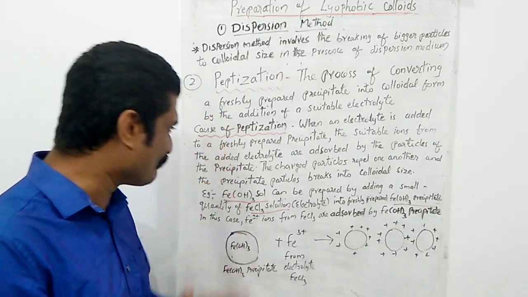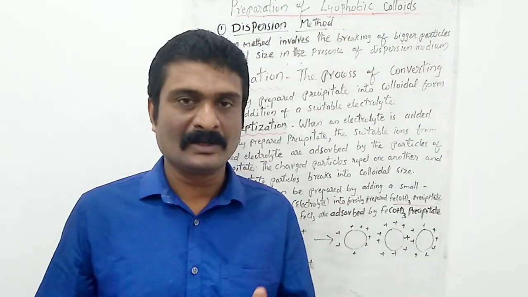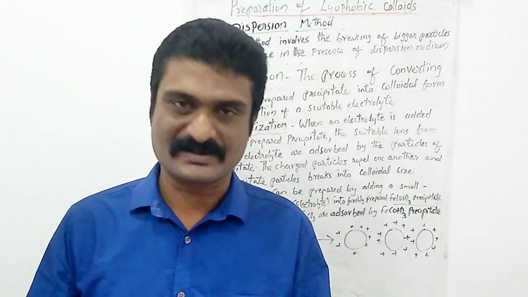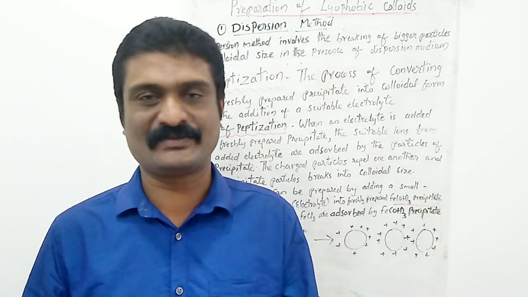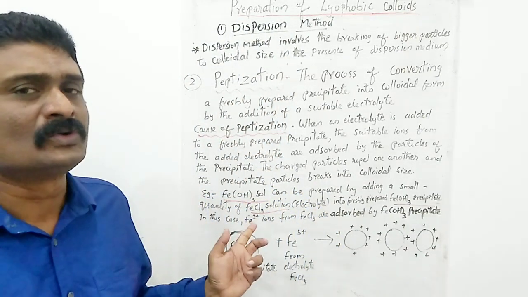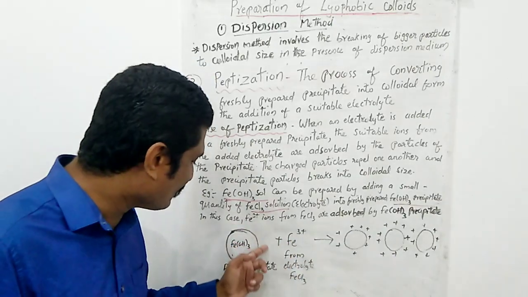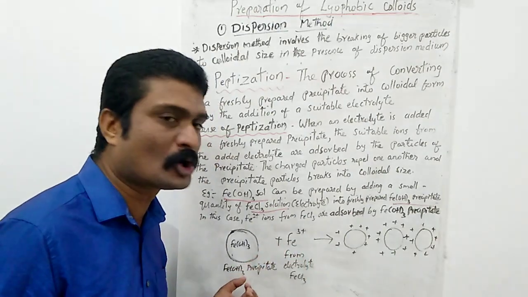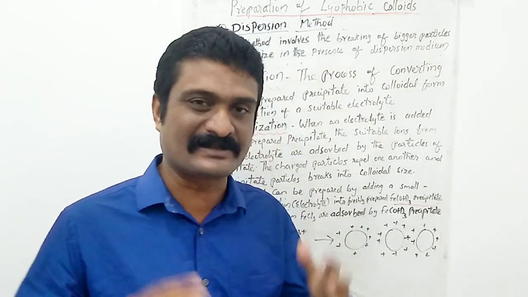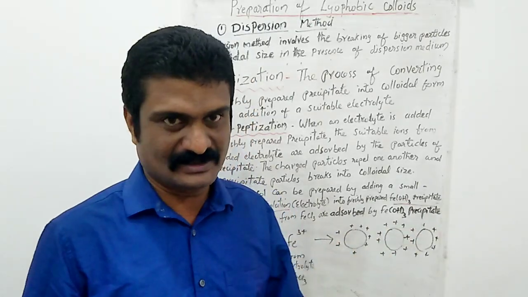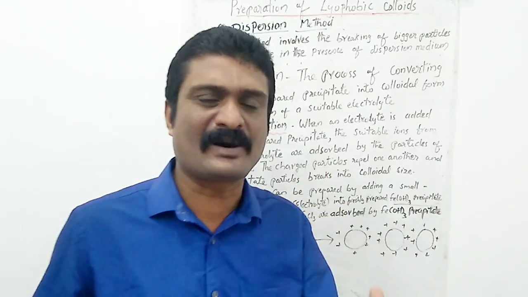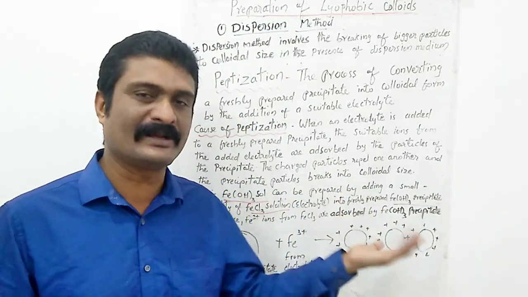Then, please see the example for peptization. We can prepare ferric hydroxide sol by this method. By the addition of the electrolyte FeCl3 solution, ferric chloride solution, to the ferric hydroxide precipitate, the precipitate adsorbs Fe3+ ions from the added electrolyte. Then the precipitate particles become positively charged. These positively charged particles repel each other, and the precipitate particles break into colloidal sized particles.